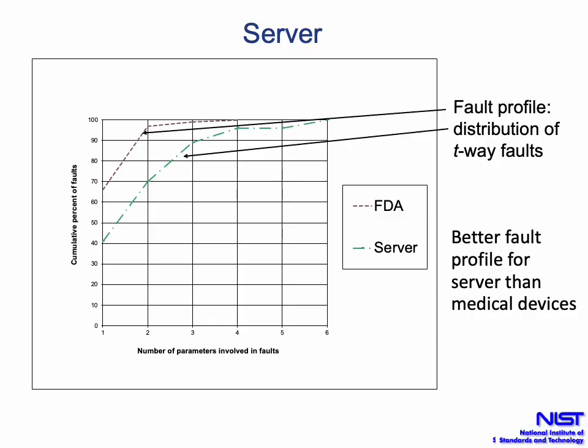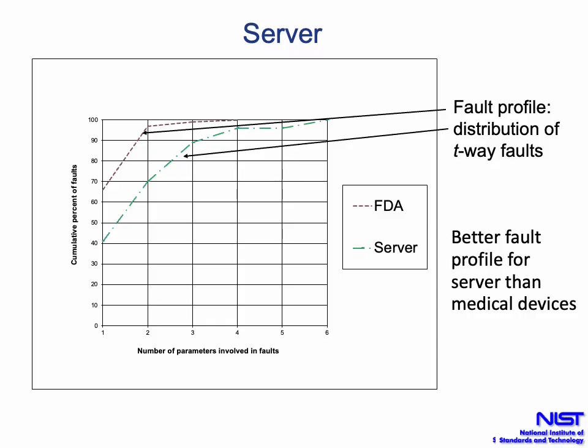What this shows is that only 40% of the failures involved a single factor, and about 70% involved either one or two factors. So what that means intuitively is that the easy factors have been discovered in the server software, and so the factors that remained after those were discovered were more complex. So in this case, what we can say is that the server software has a better fault profile than the medical devices. Later on in the talk, we'll get to an explanation of why that occurs.